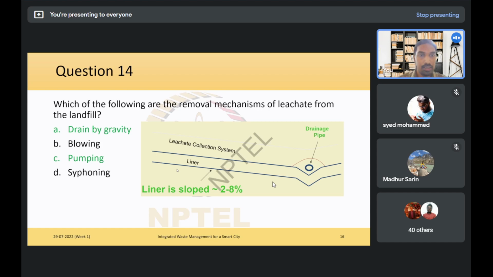Yeah, because of the difference in the pressure level. Without using a pump, right, sir? Sorry, without the usage of a pump. No, no, no.